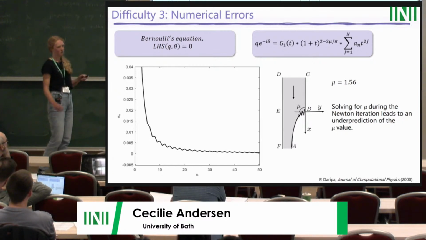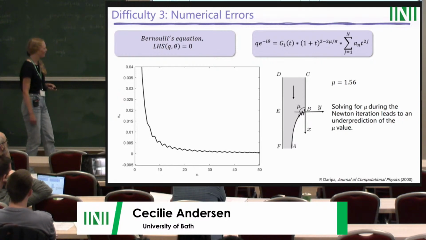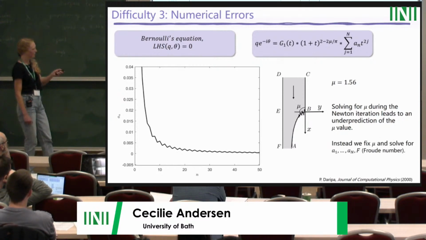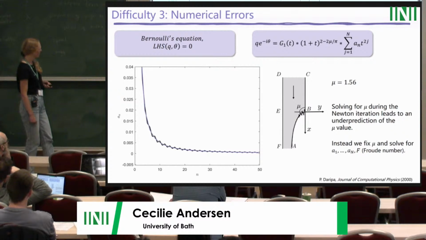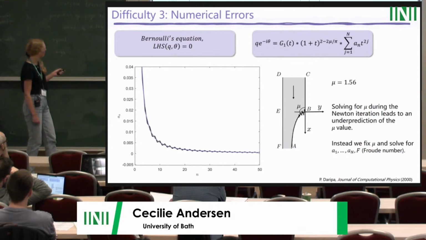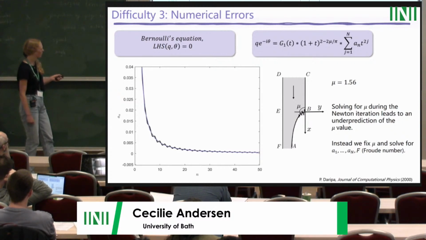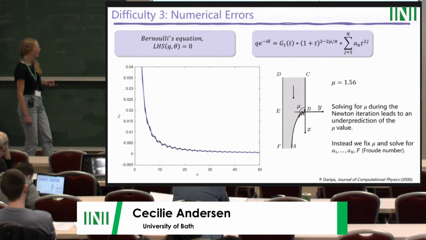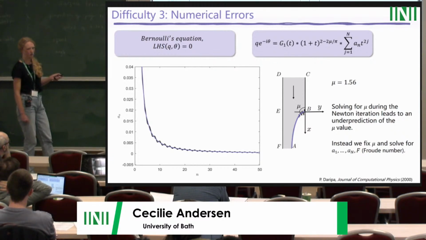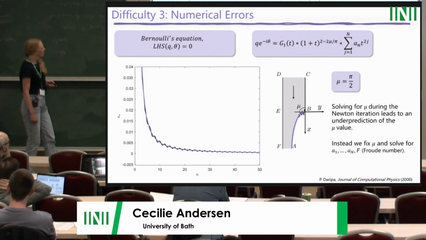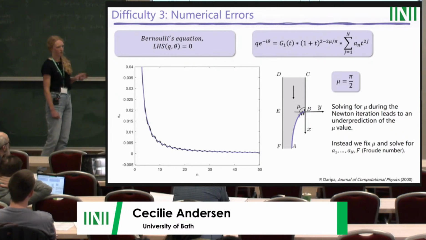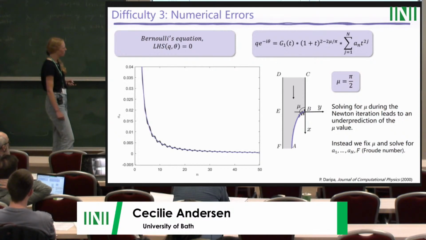So we came up with a hack to solve this problem, where we switched out the mu, so we're now going to fix mu instead and solve for f, the Froude number. So in this left picture, I don't know how well you can see the purple line, but the coefficients now become nice and smooth. In the central picture, again, there's a purple line showing that the free surface now becomes smooth even at the stagnation point. And finally, because we fixed mu, it's exactly the correct value of π/2.